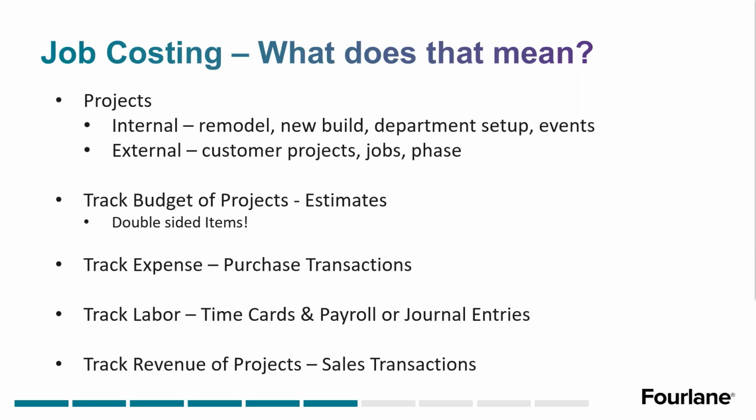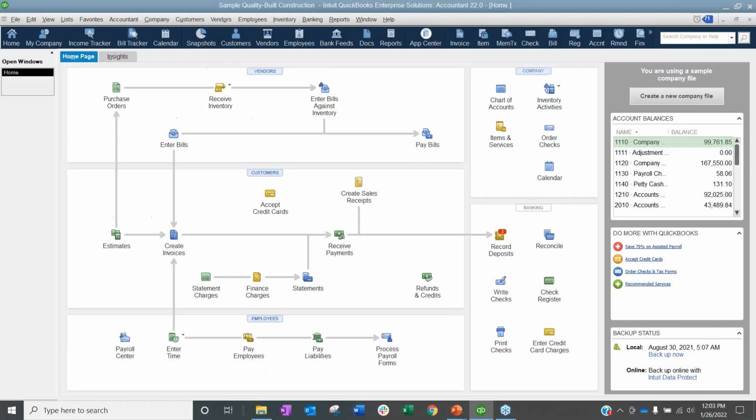Now, we've heard a lot of different things. We have a ton of clients, so what job costing means varies to them. So we're going to talk about projects today, both internal and external. We're going to talk about tracking budgets of projects, the expense, the labor, and the revenue, and how that works out. All right, so let's dive in. So first things first, projects.